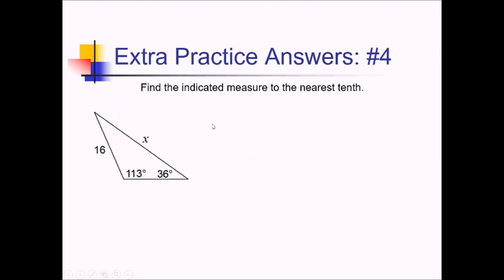On this problem, I'm looking for this missing side of the triangle. Since I do have an angle and a side that are across from each other, I can use law of sines on this. Sine of A over A equals sine of B over B. Let's start with the pair that I know the most about. We have sine of 36 degrees over the opposite side from that, so 16. And that's going to equal sine of my other angle that I know, 113 degrees, over the side that I'm looking for that's across from that, x.